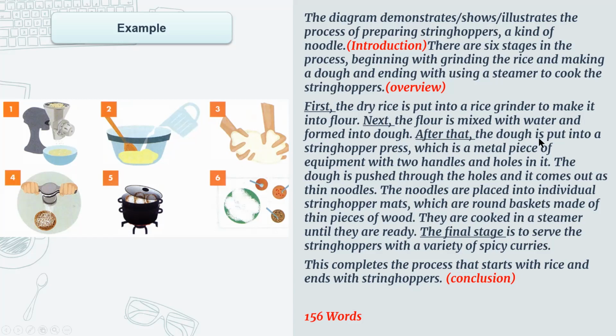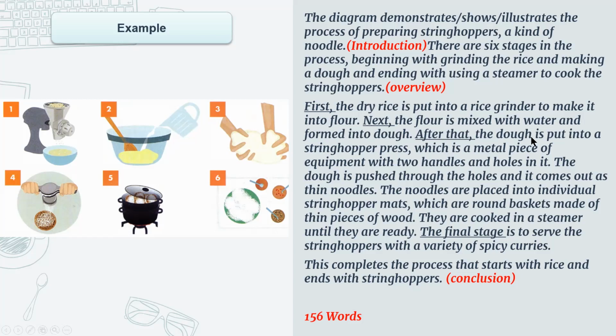After that, the dough is put into a string hopper press, which is a metal piece of equipment with 2 handles and holes in it. So this is a relative clause. It defines or describes what a string hopper press is. Okay.